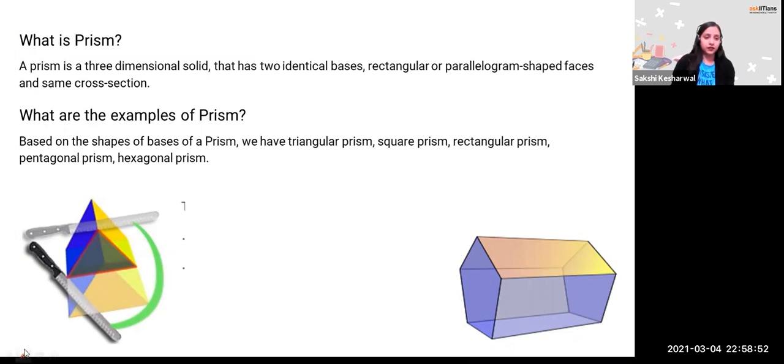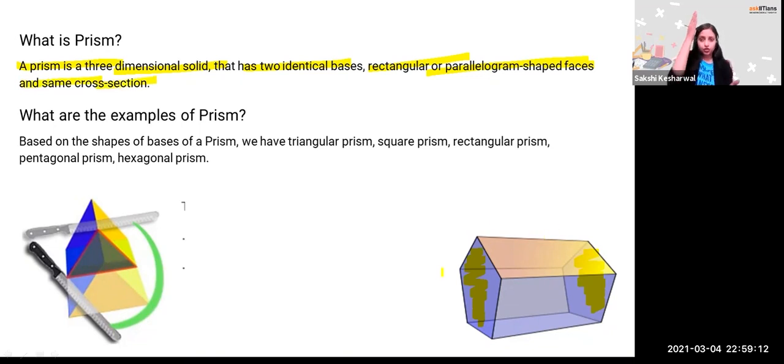So let's do what a prism is, right? A prism is a three-dimensional solid that has two identical bases. You see that this is one base, and this is the other base, right? It has two identical bases, rectangular or parallelogram-shaped faces, and the same cross section.